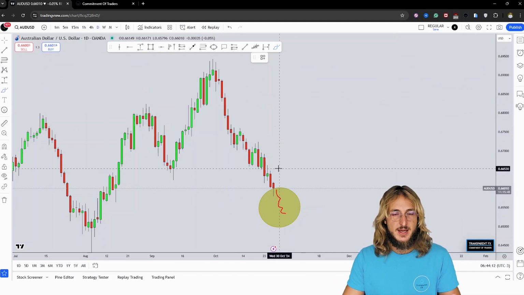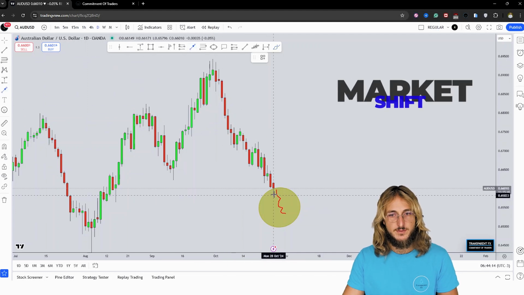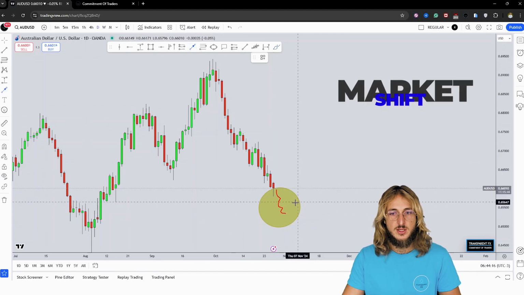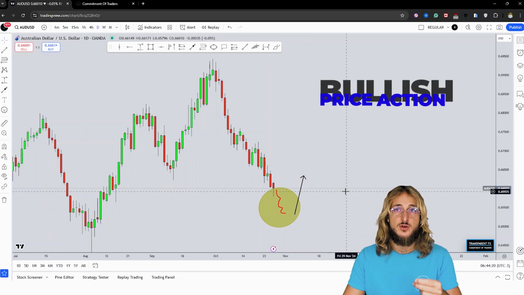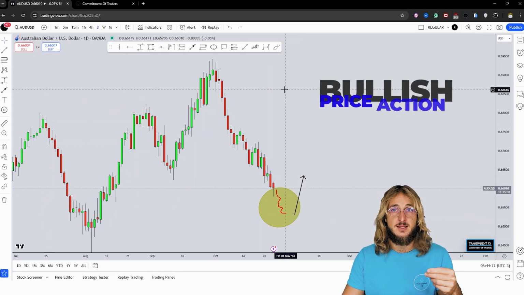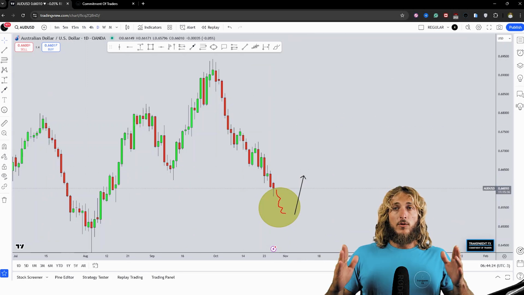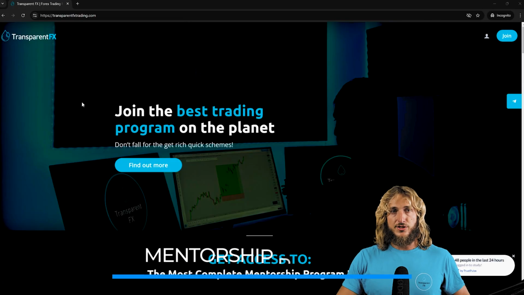Therefore, what I would expect is that if this market would shift from an intraday bearish to bullish market, at that point, I wouldn't be surprised to see a potential rejection to the upside, completing this M pattern at the neckline. That definitely wouldn't surprise me.